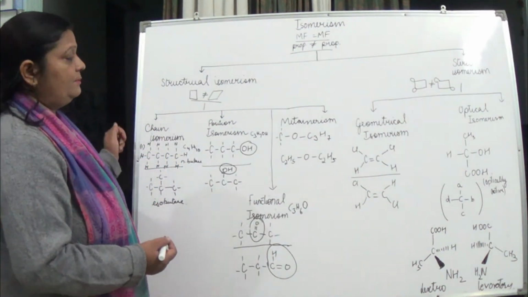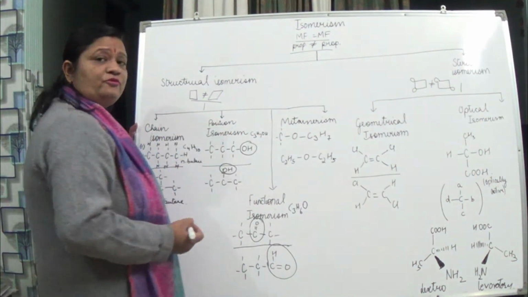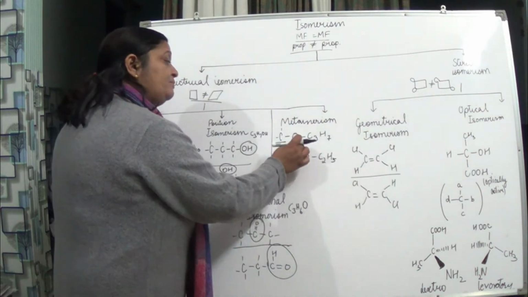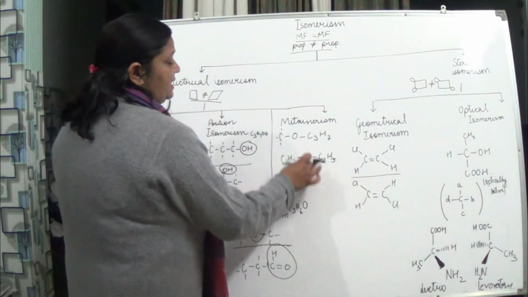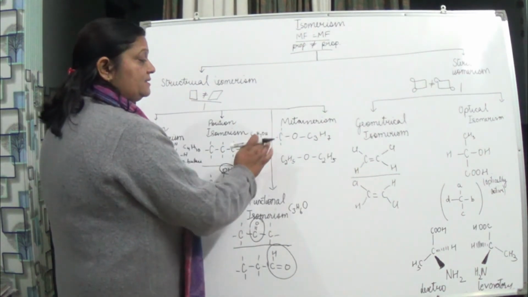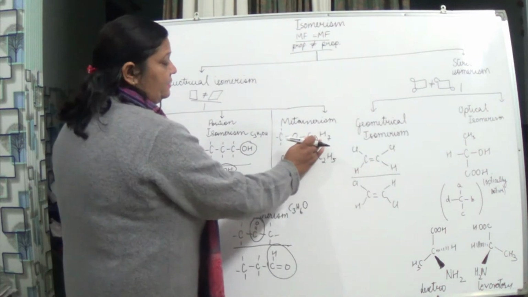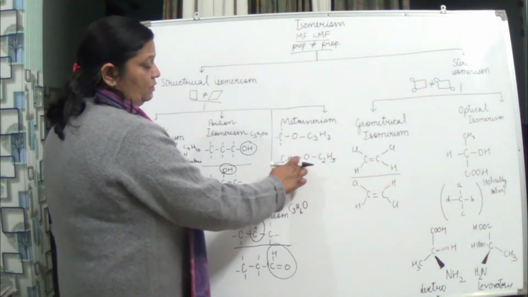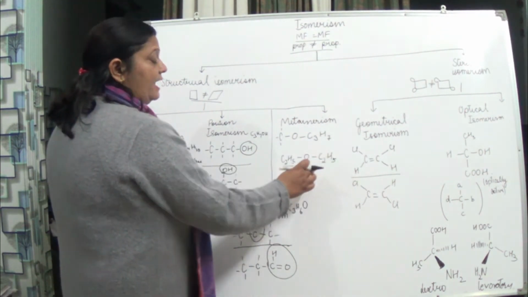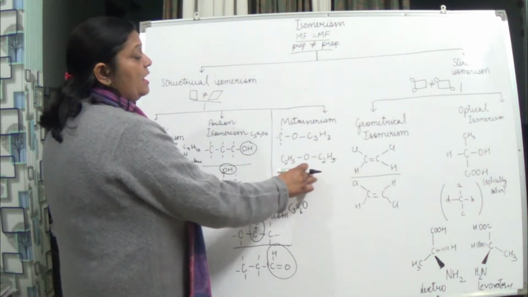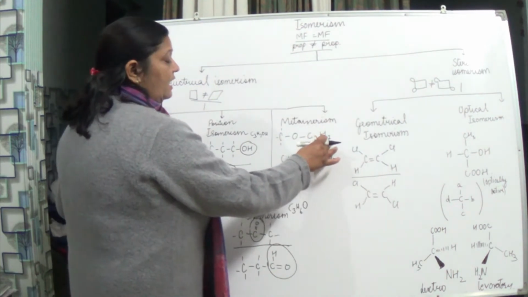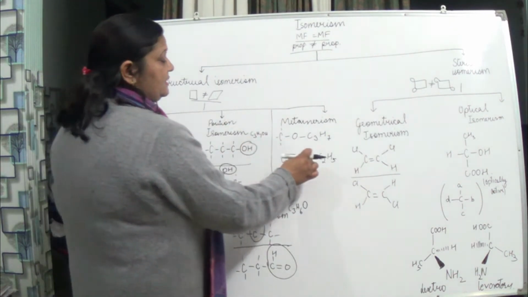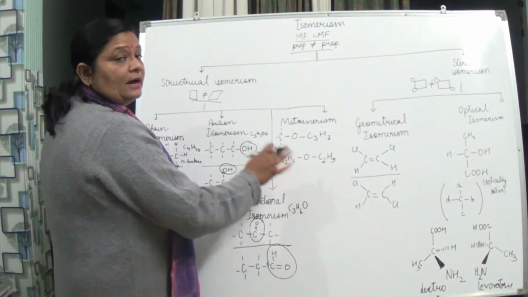What happens in metamerism? Here there is a difference in the attachment of the alkyl groups to the same functional group which is present. Here you can see this is the ether group, and what is attached? The alkyl groups on the left hand side and the right hand side. In the first one you can see methyl and propyl. In the second one you can see ethyl and ethyl. Thereby they have the same molecular formula, but the arrangement of these alkyl groups on the same functional group is different, so the properties become different.